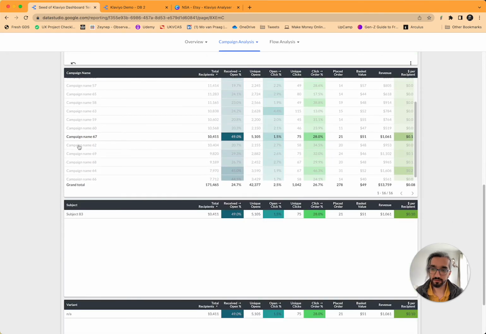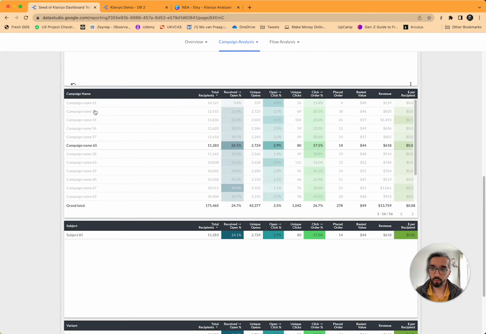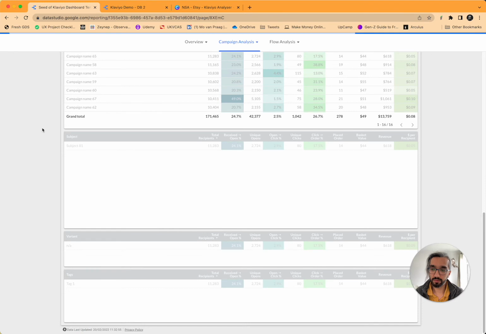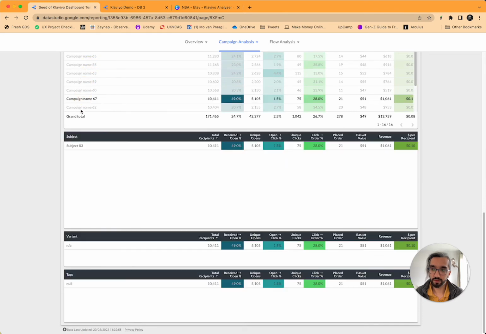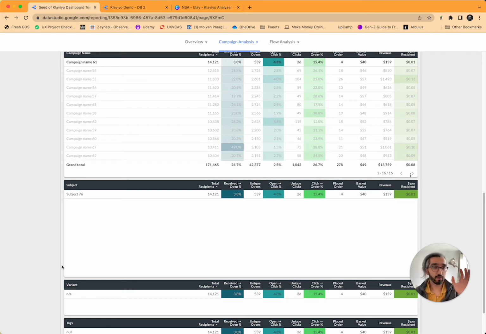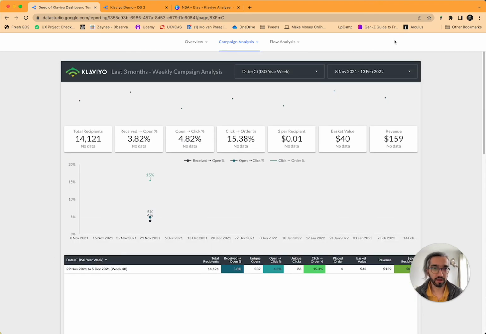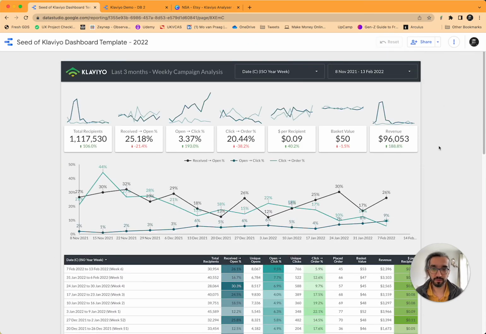When I click on campaign 65, for example, we have one subject and one variant. Let me look at if there's more than one variant. No. And we are able to deep dive into any granularity. So this is the power of using this dashboard. Hover here and reset the dashboard.